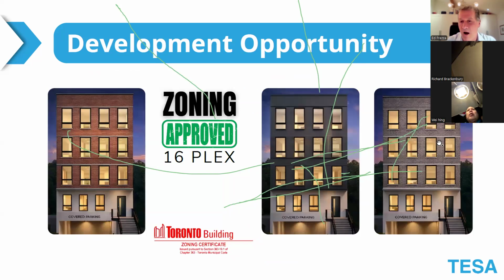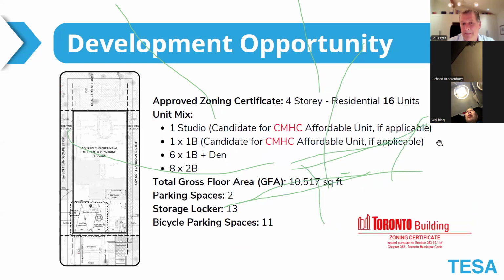So here's the development opportunity. It's a four-story building, 16 units, so basically 4 units per floor. There's nothing on the ground floor. You can see at the bottom is a two-car garage door. So we would have parking for 2 cars. You would walk up the stairs, and that would be the way you enter the building. So as I say, approved zoning certificate for 4 stories, 16 units.